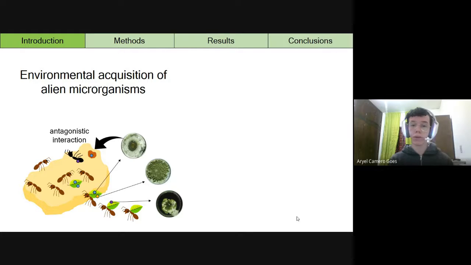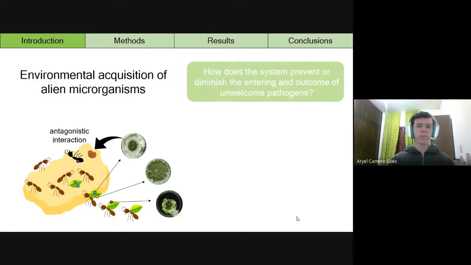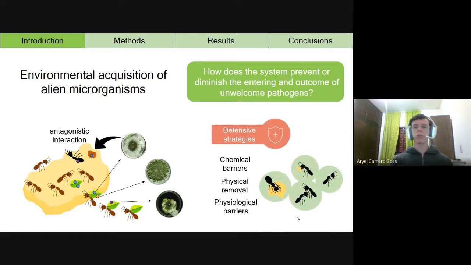to the other microorganisms. So, how does the system evolve to prevent or diminish the entry and outcoming of unwelcome pathogens? Apparently, the system is well shielded by defensive strategies with chemical, physical, and physiological barriers, which can be applied not only by the ants, but also by the fungus garden and other associated microorganisms.